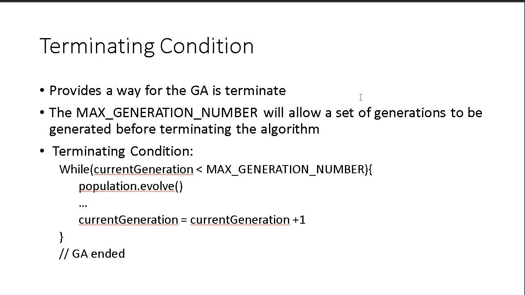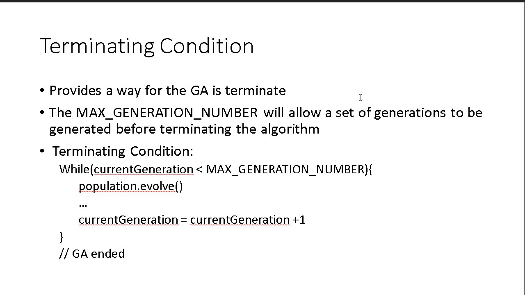Next up, we have the terminating condition. So this will basically prevent the GA from running indefinitely. And in our case, it is controlled by a constant called max generation number. What that means is basically we are allotting a fixed number of generations that are allowed to be generated before it terminates.